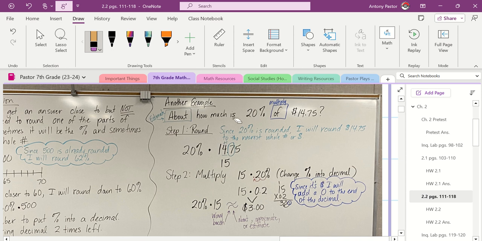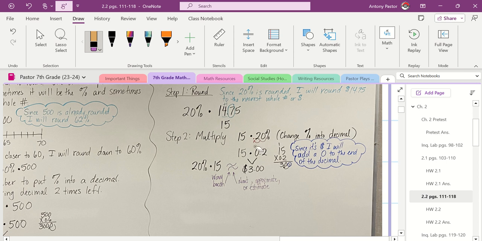Another example: how much is 20% of 1475? This is going to be the time where we round our number and not our percentage. We're going to round 1475 to become 15. So we're going to find out what 20% of 15 is. Again, we can turn 20 into 0.2, or we can turn 20% into a fraction, and that would be 2/10 or 1/5, and multiply it by 15. In this case, they show the decimal example, and we find out that 20% of $15 is $3.